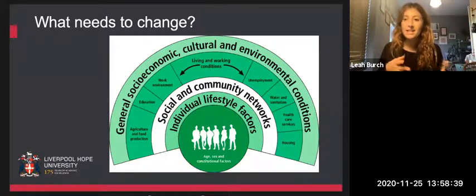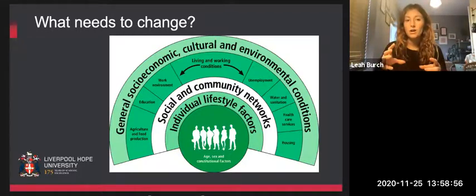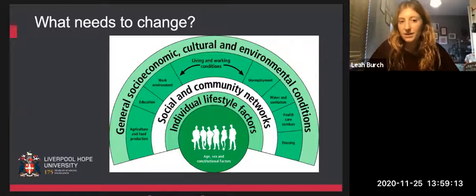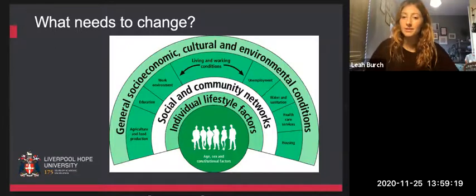So health inequality isn't a neat and single story. We've got a range of factors that are all at play, and they all interact with each other, which is what makes it so important to really understand that complexity and see how these different layers are influencing each other. So we've got individual lifestyle factors, social and community networks, and then beyond that we've got socio-economic, cultural and environmental conditions. And we've spoken about many of these already, and we touched upon them whilst doing public health before Christmas.